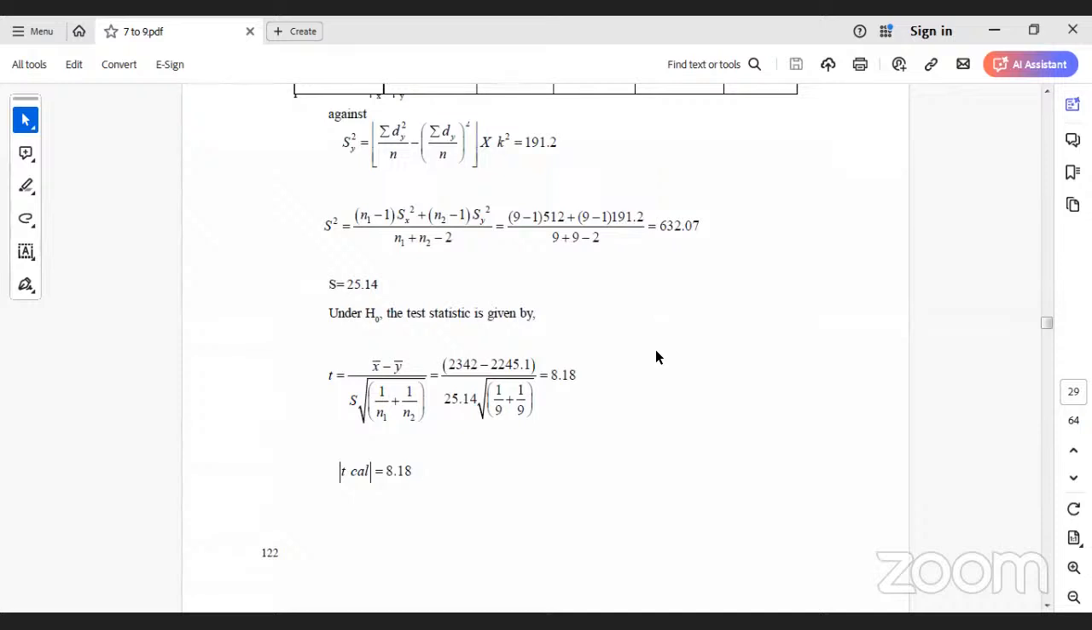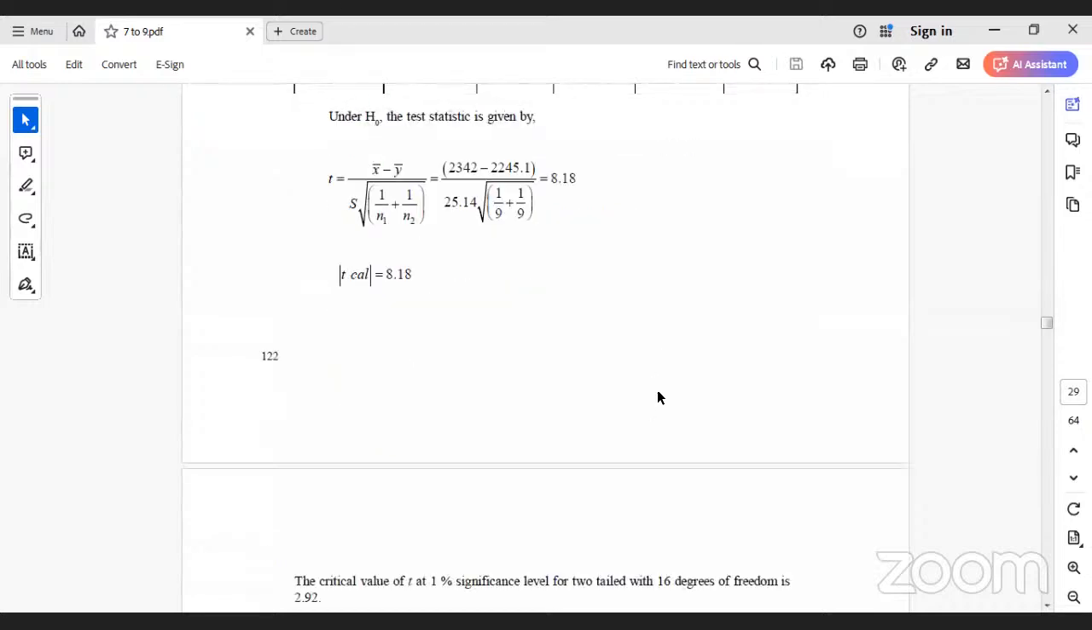The test statistic is given by x bar minus y bar by S under root of 1 by n1 plus 1 by n2. So that is 25.14 by root of 1 by 9 plus 1 by 9. That is 3.18.